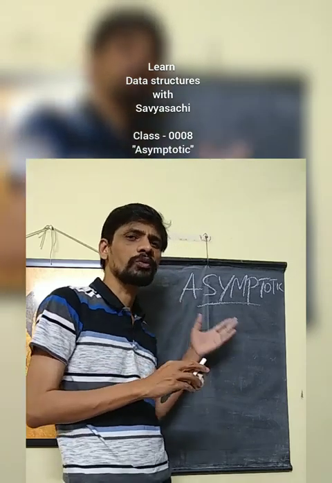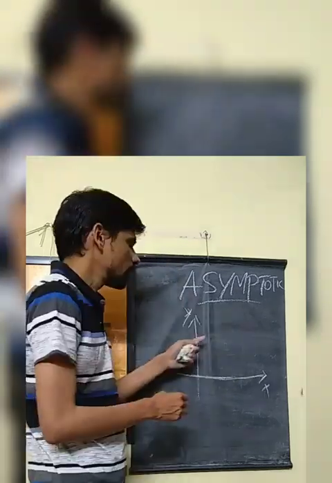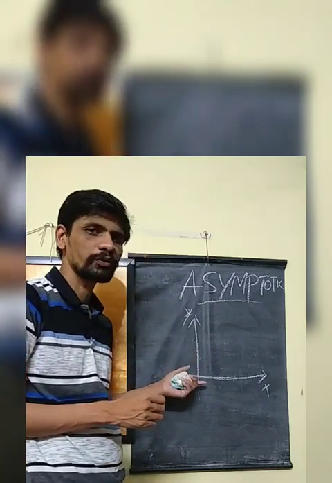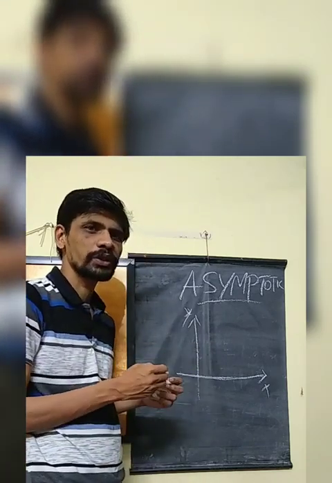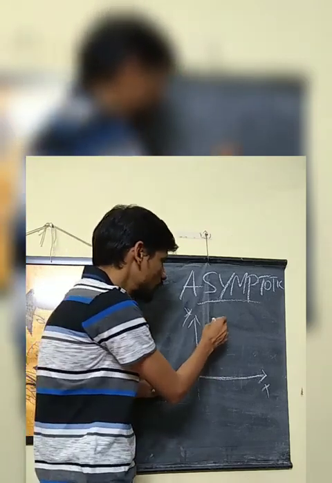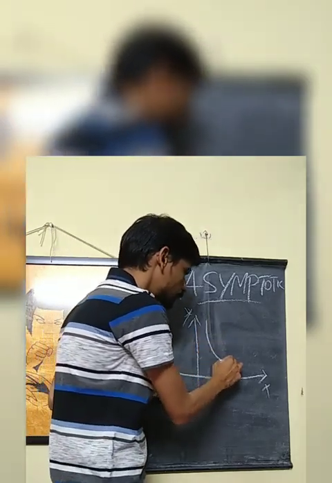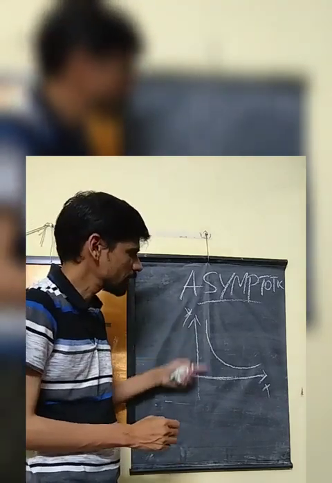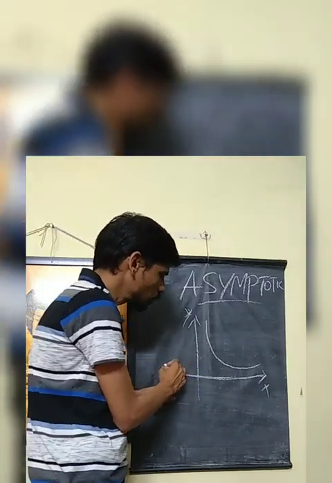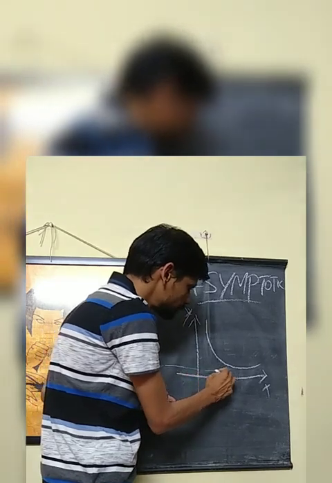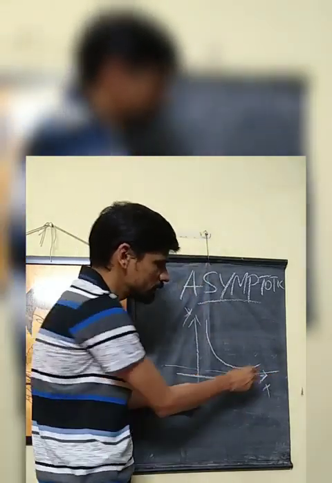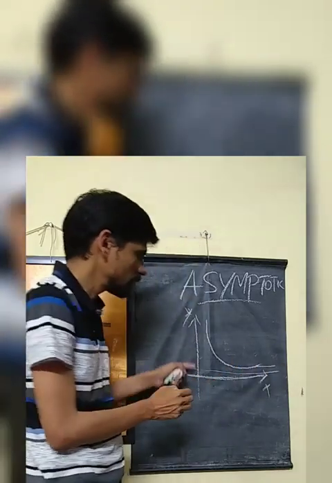Try to concentrate on what is meant by asymptotic. Asymptotic is a line in a graph which is close to the curve, but this line never touches the curve.